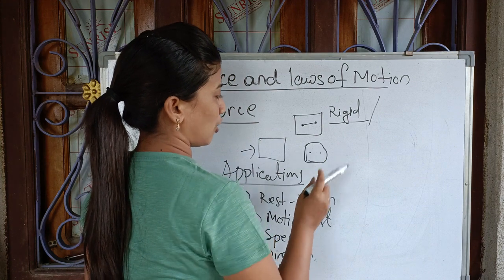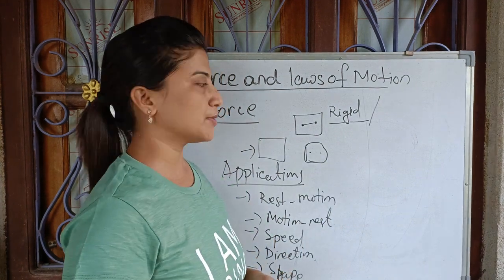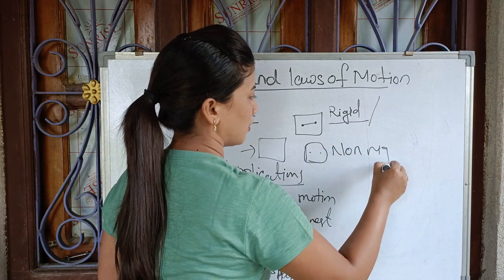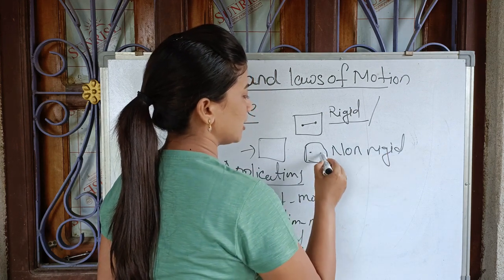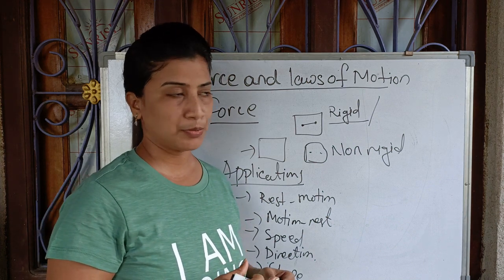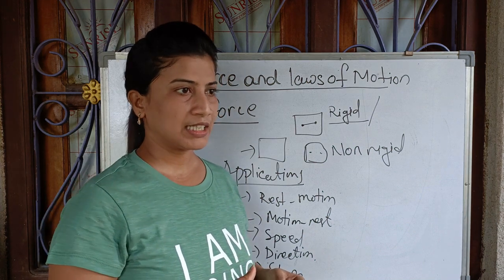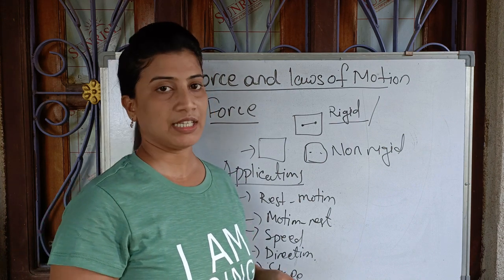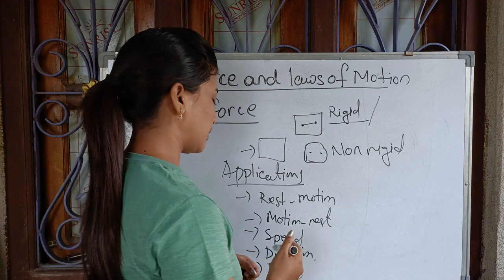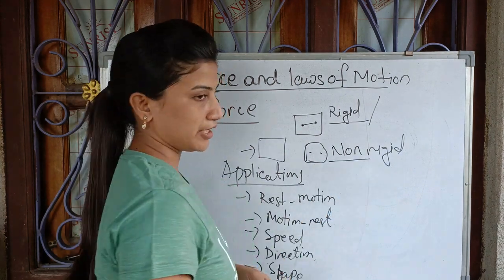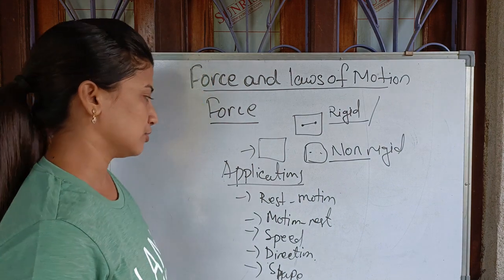And next, coming to non-rigid body. In case of a non-rigid body, whenever you apply force on it, the distance between any 2 points will keep on changing. You can take the example of lump of cotton, cloth, clay. These bodies might be solid, but they are not said to be rigid. So whenever you apply force on a non-rigid body, the shape of the body changes. So these are the 5 applications of force.